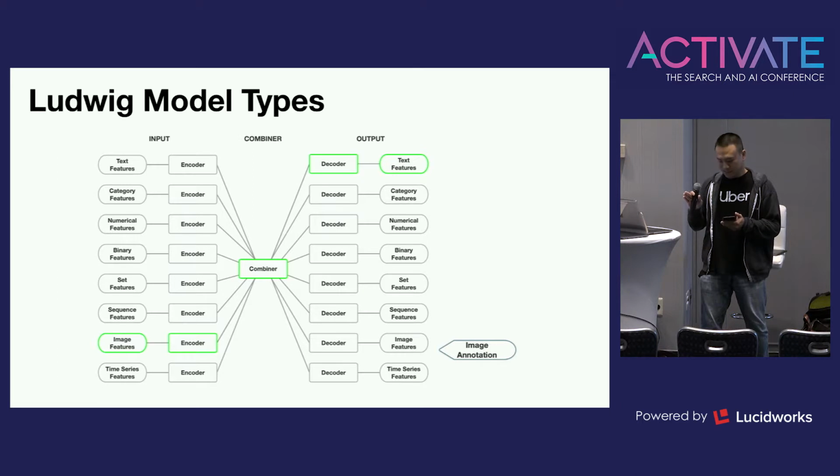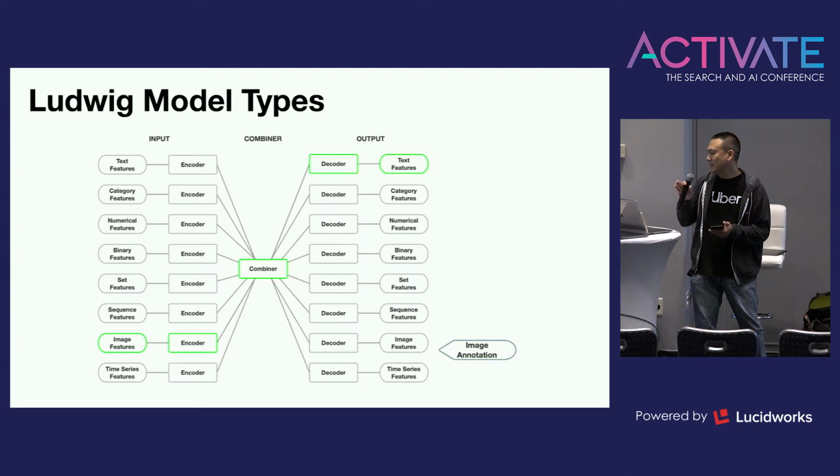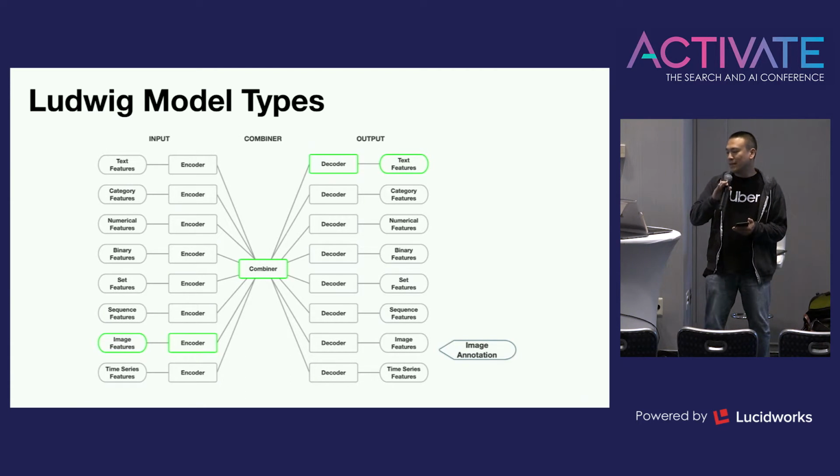And here's another example of taking an image feature data type as the encoder, and then taking a text feature as the decoder. And that basically allows you to create an image annotation, a classifier service for your model.